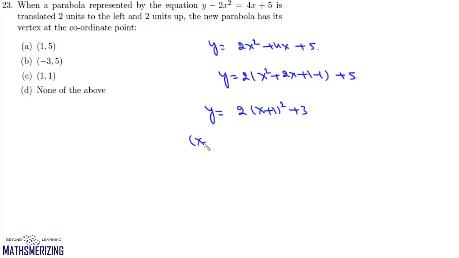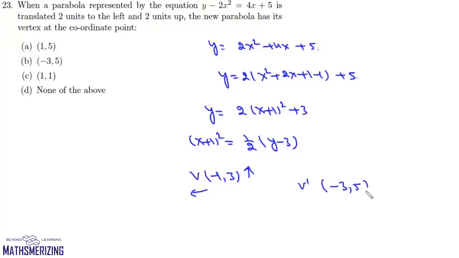We can write (x plus 1) square equals 1 by 2 into (y minus 3). Now the vertex of this parabola will be at (minus 1, 3). Now if we shift the parabola 2 units to the left and 2 units up, its new vertex will be at (minus 3, 5), and that's your option B.